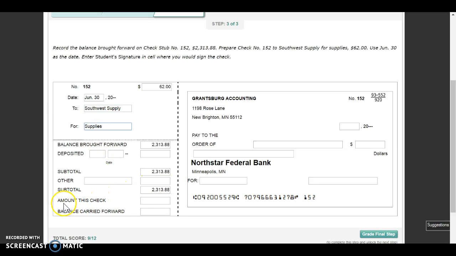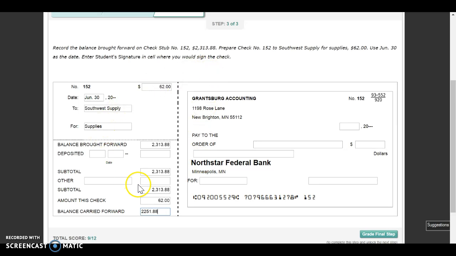Okay, I'm going to go down to the bottom here where it says amount of this check. I get that from up here. That's $62. Remember, I'm going to subtract these two because the amount of the check is taking that money out of the account. So my new balance should be $2,251.88.